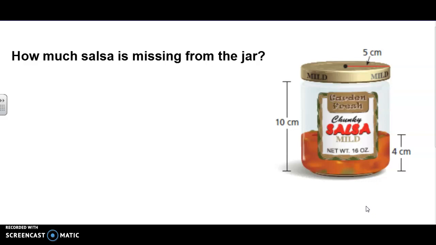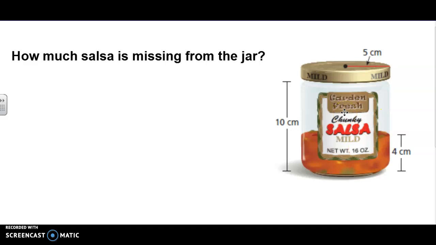What could we do? How could we find how much salsa is missing from this jar? Well, if we look at it, this jar looks like a cylinder. They give me some dimensions here, and I'm trying to find out what the volume of this space is here. That's how much is missing. It's this space here. Now, there's two ways I can go about it. There's a long way and a short way. The long way would be to find the volume of the entire jar, and then find the volume of what's left here, subtract the two, and then you have this.